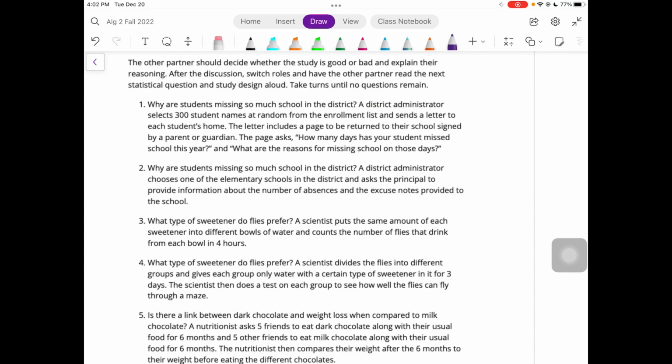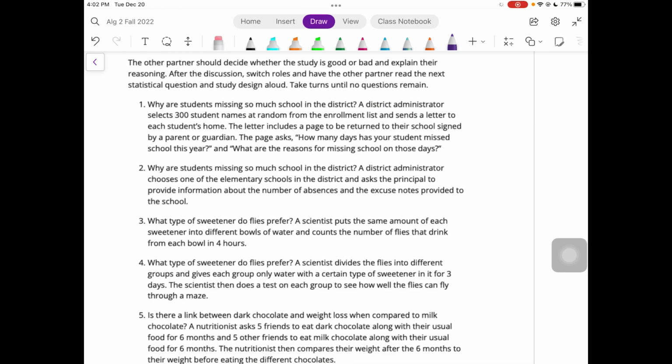Why are students missing so much school in the district? A district administrator selects 300 names at random from the enrollment list and sends a letter to each student's home. The letter includes a page to be returned to their school signed by a parent or guardian. The page asks, how many days has your student missed school this year? And what are the reasons for missing school on those days?